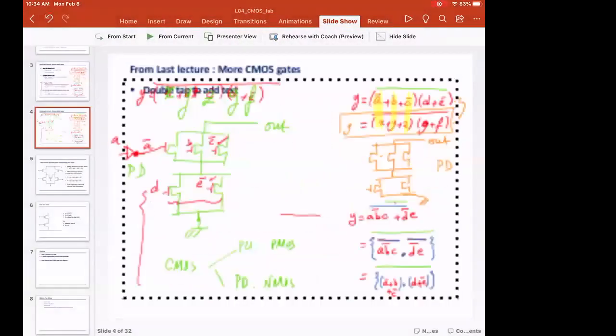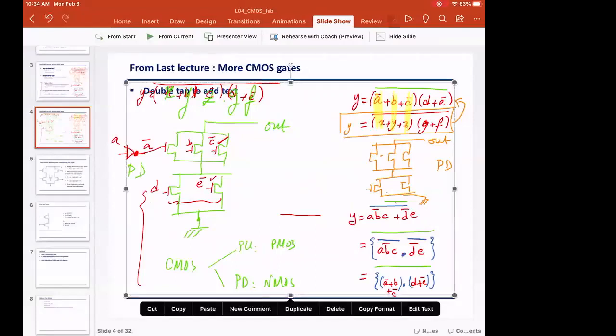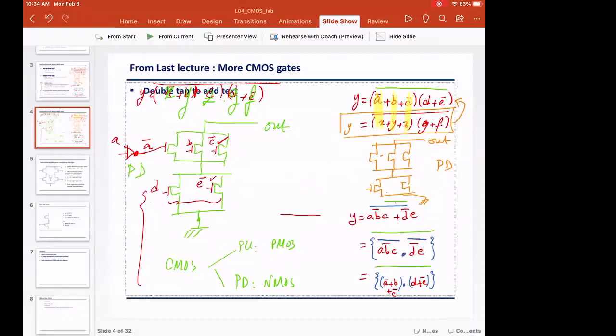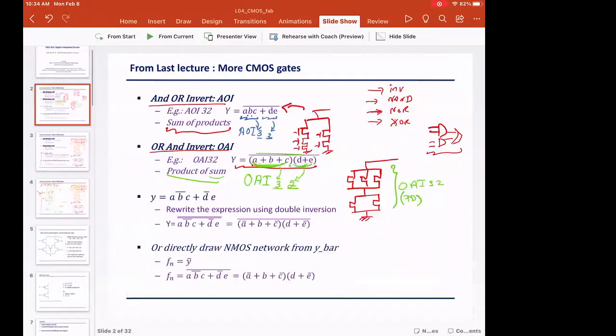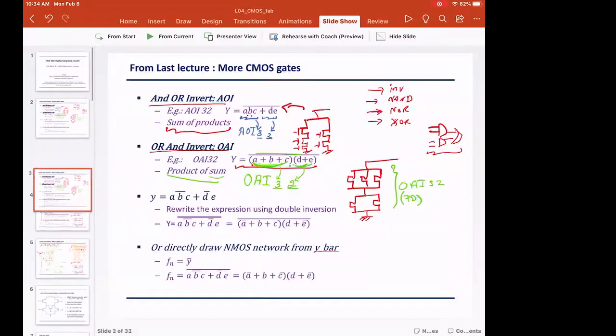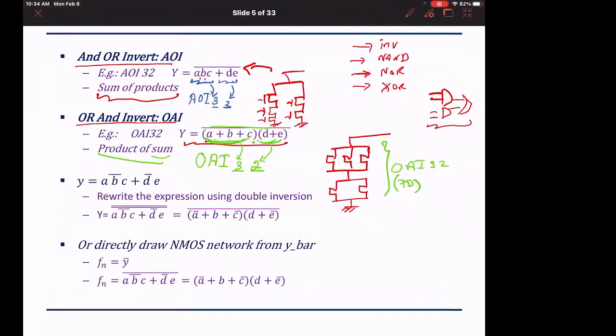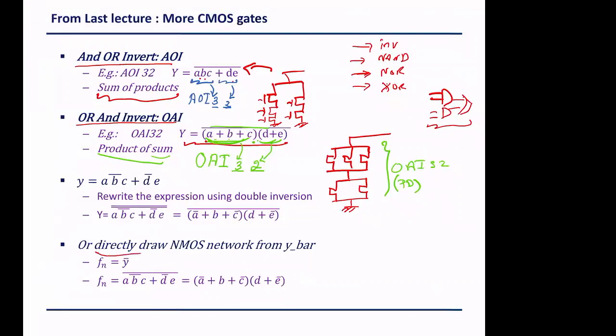So what we end up having is that we will try to build it from the inverted inputs. Another possibility how to build it, let us see how to build it. Let me duplicate this and let us take it here. So another way they recommend that we can also build it is to directly draw the NMOS network from Y bar.